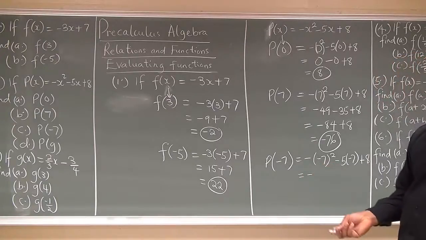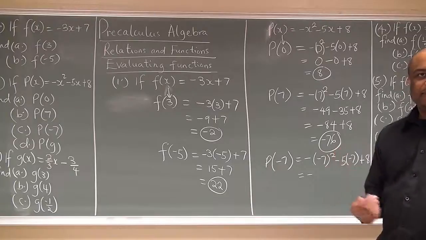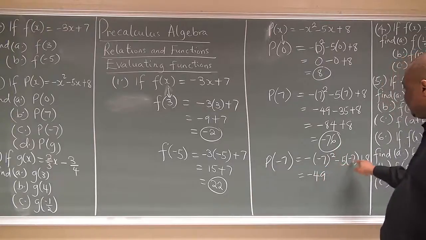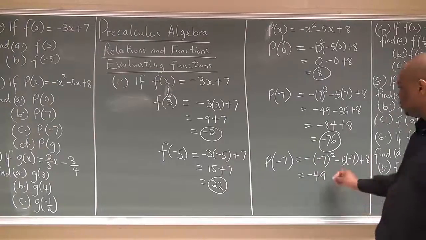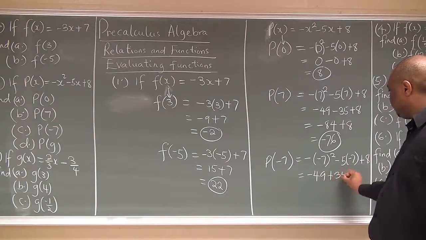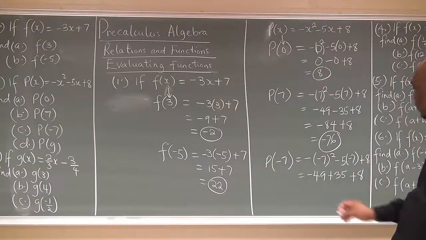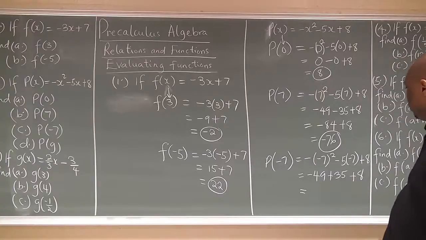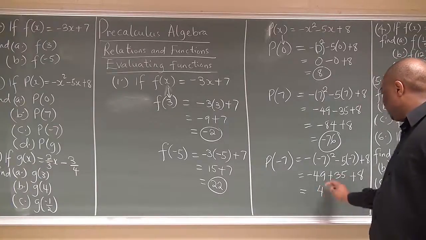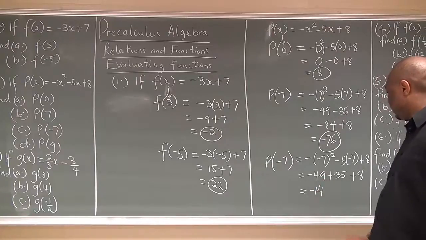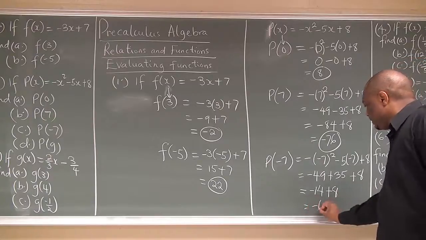Negative 7 all squared is negative 7 times negative 7, which gives us 49. Minus 5 times minus 7 is what? Plus 35. Right? Plus 8. You owe 49, you have 35. So what will it be? 4. 9 minus 5 is 4. And 4 minus 3 is 1. You owe 14. And you have 8. And that gives you negative 6.